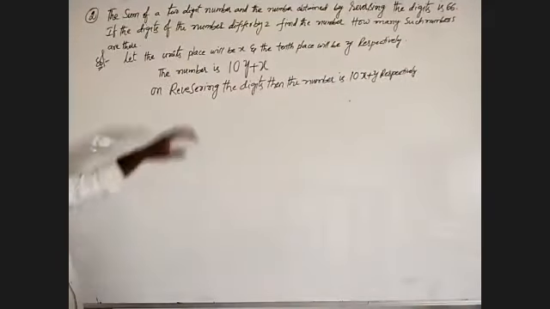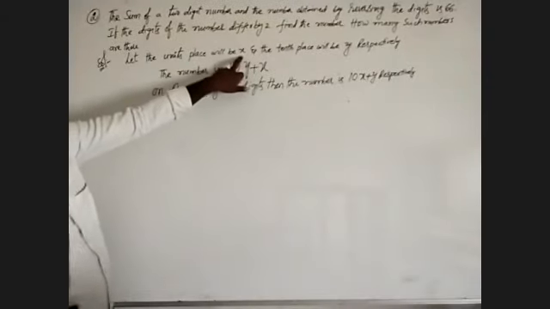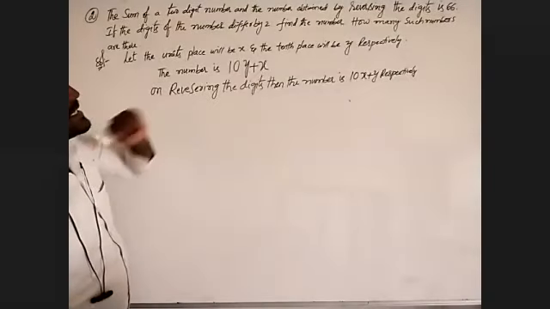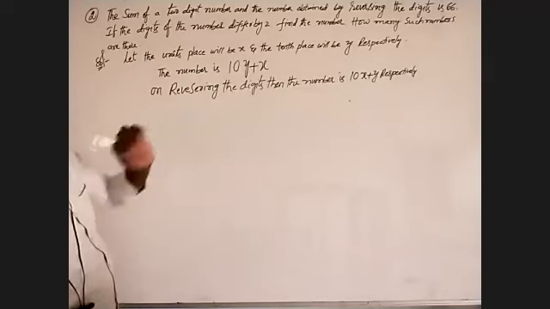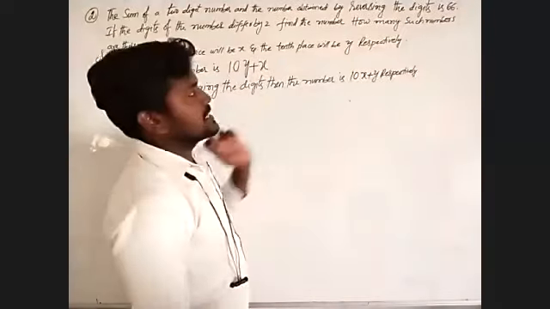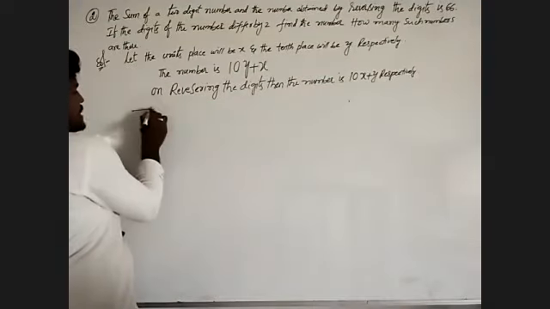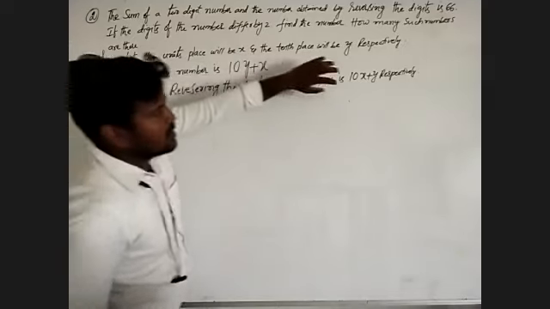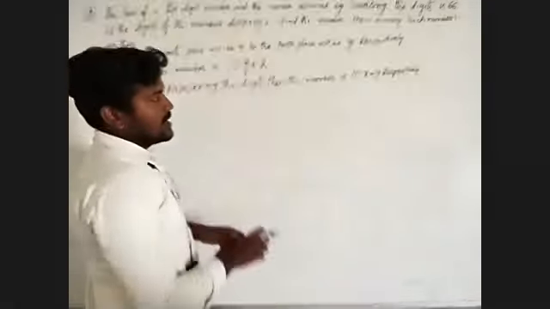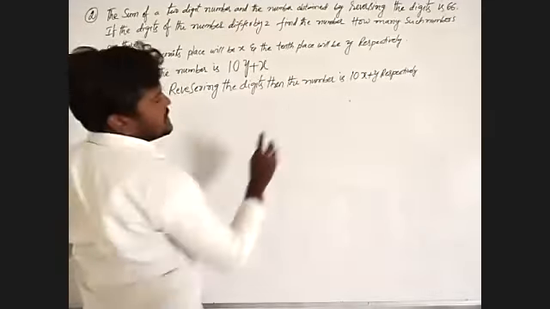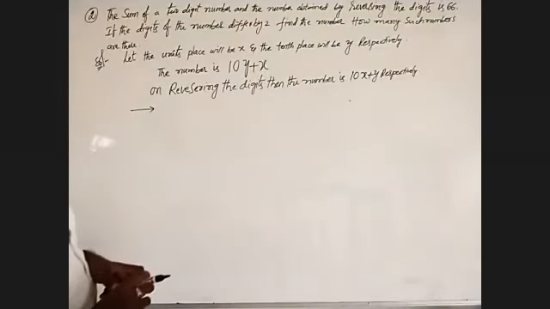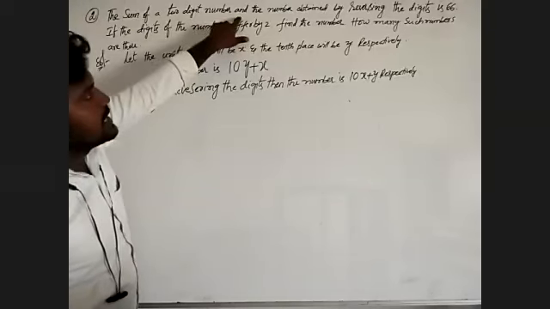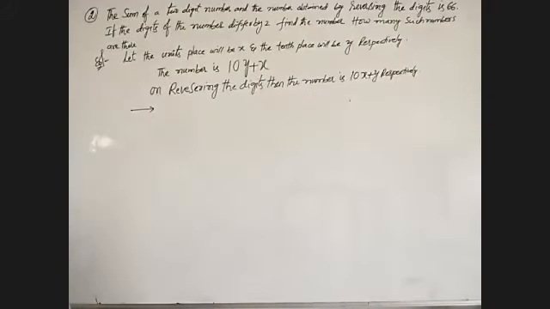Here we will observe, the units place takes x and the tenth place takes y, then the given number is 10y plus x. On reversing the digits, the number is 10x plus y. What is given in this statement? The sum of a two-digit number. This is a two-digit number, and this is also a two-digit number, because both have a units place and a tenth place. The sum of the two-digit number and the number obtained by reversing the digits is 66.